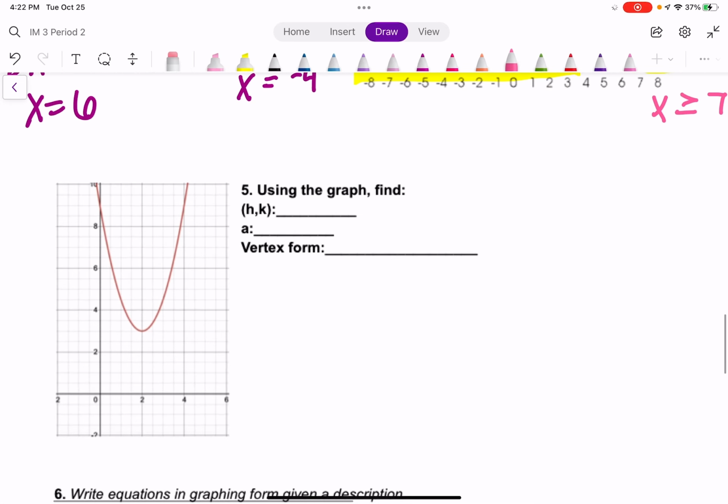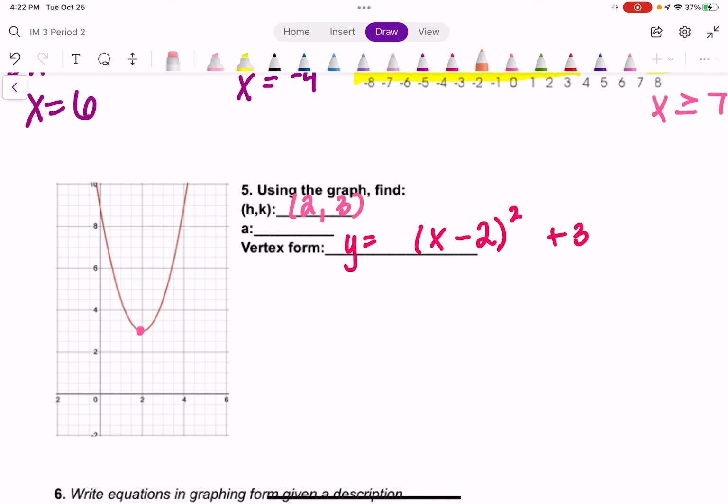Okay, on the next one, we are looking at a graph, and we have to write this in vertex form. So the first thing we want to do is identify our vertex. That's our lowest point. That's at 2, 3. In our vertex form, we don't have our a yet. That's what we're going to find, but we have x minus 2 squared plus 3.